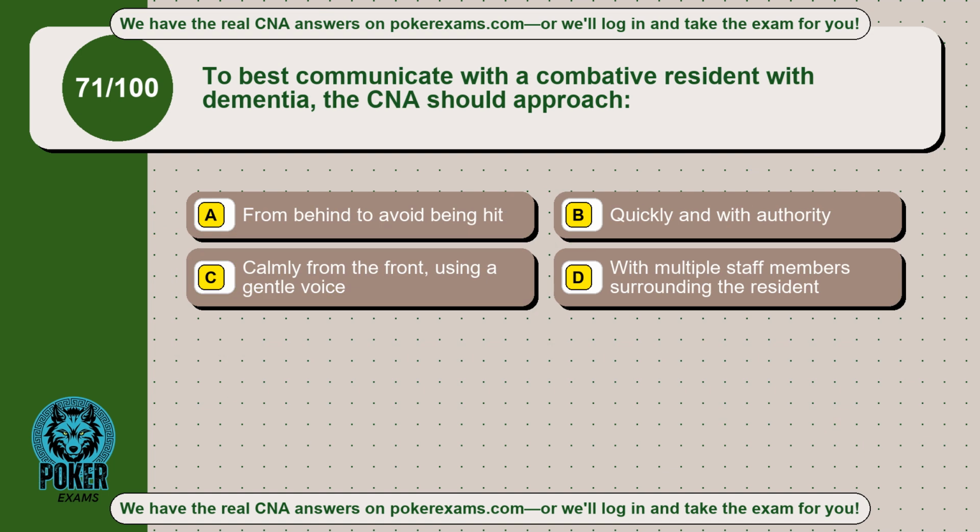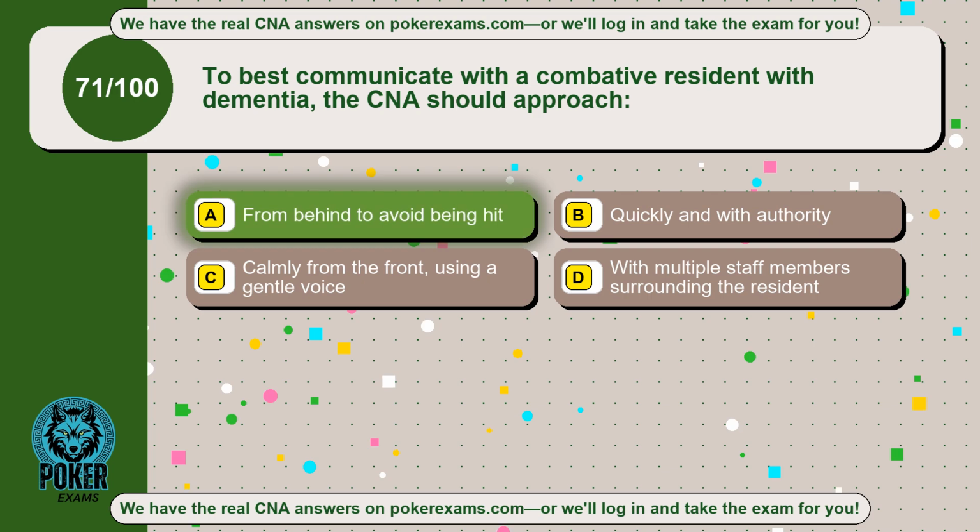Question 71. To best communicate with a combative resident with dementia, the CNA should approach: Option A. From behind to avoid being hit. Option B. Quickly and with authority. Option C. Calmly from the front, using a gentle voice. Option D. With multiple staff members surrounding the resident.